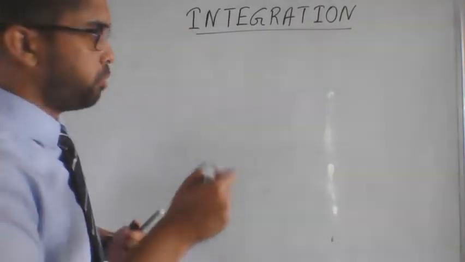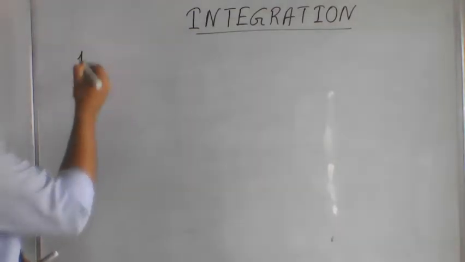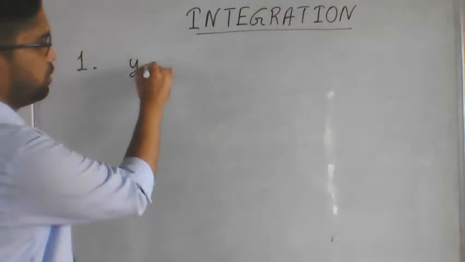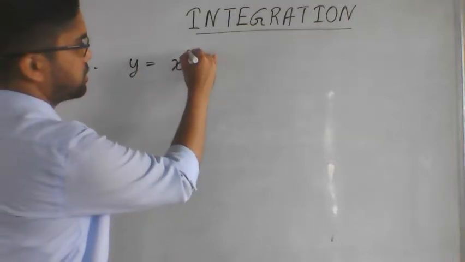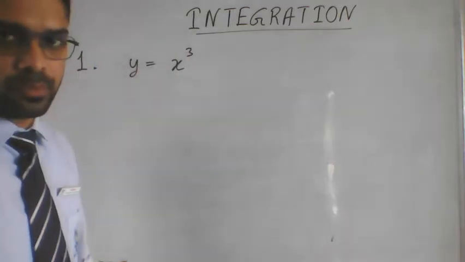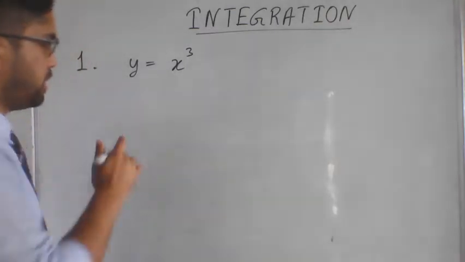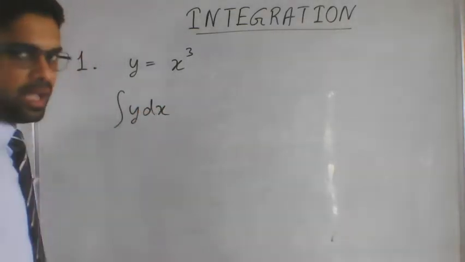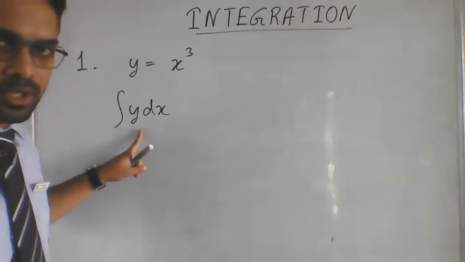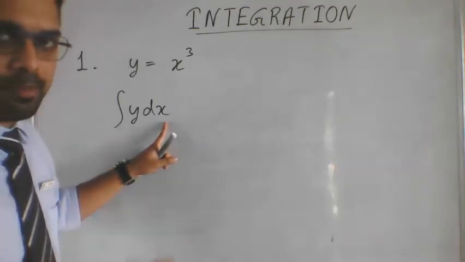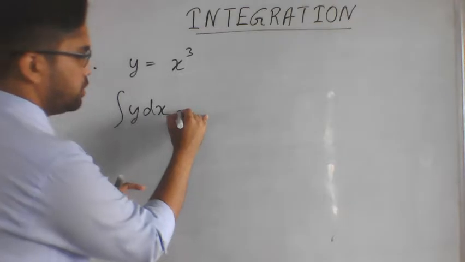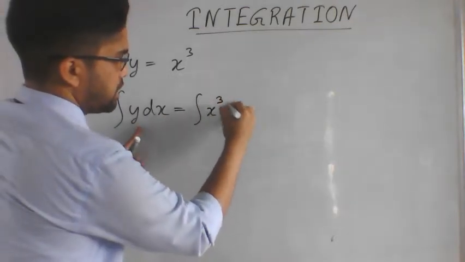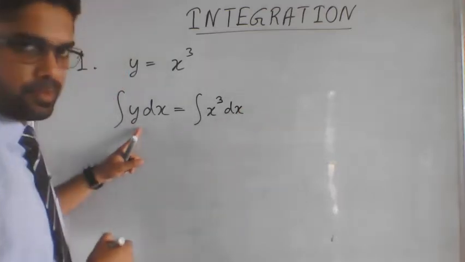So let's take our first problem. Say we need to integrate a function y defined as x cube. Let's take y equal to x cube, and we have to find the integration of y dx. So we have to integrate this function y along small elements dx. So here we put in the integration of x cube dx.